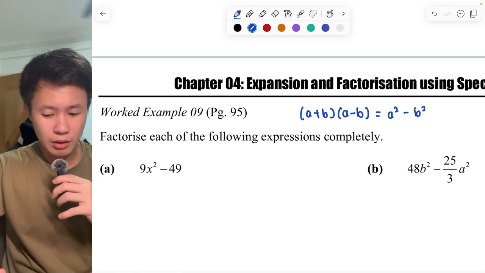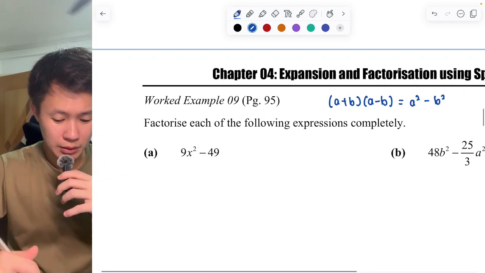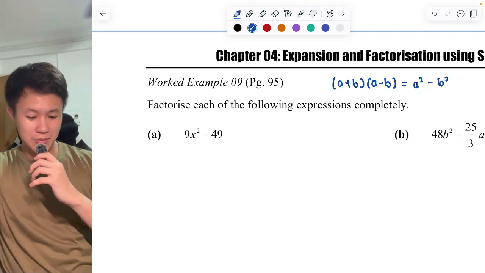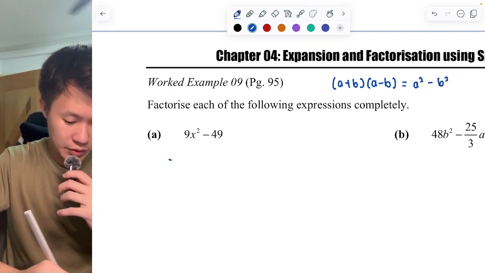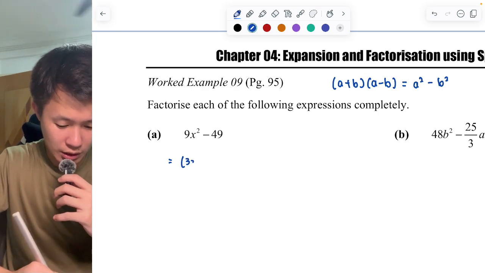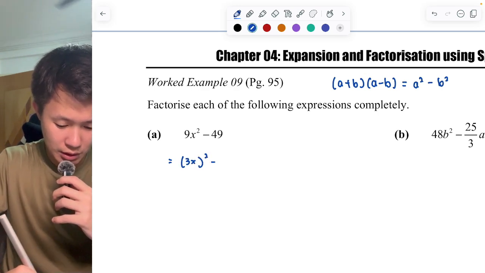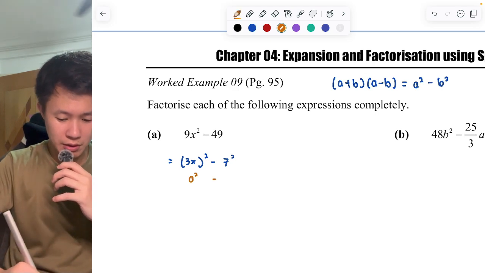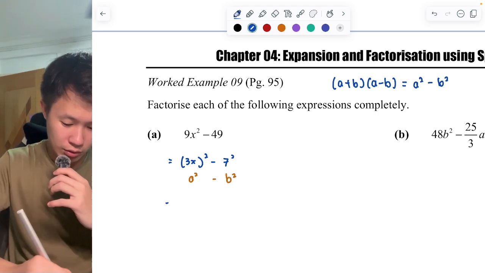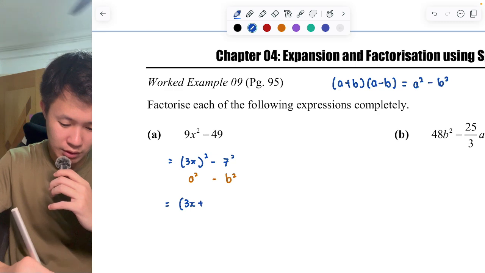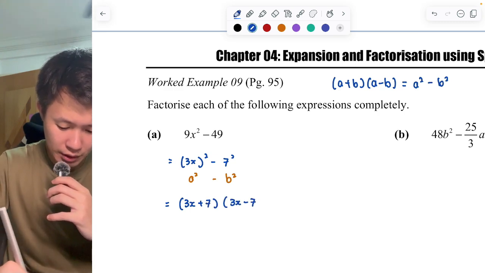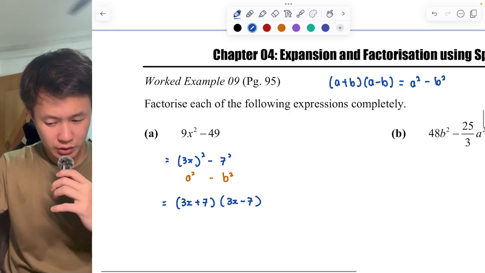Now with this, what we're going to do is try to apply them in this thing. So we're trying to look for expressions that are in the form of a squared minus b squared. And it's quite straightforward here. You see 9x squared is actually just (3x) squared minus 7 squared. Now this is in the form of a squared minus b squared. Hence you will have 3x plus 7 times 3x minus 7. Right? Pretty straightforward, not too hard.